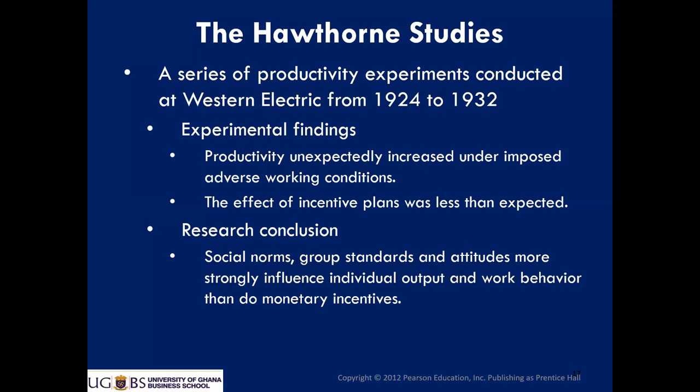Now, the effect of incentive plans was less than expected. So we normally expect that when people are getting some good incentives, some good packages and all that, it will really make them give more. But in this experiment, it was discovered that the effect was less than expected, meaning that it didn't contribute as much as was expected. Now, the conclusion from this experiment, called the Hawthorne study, was that social norms, group standards, and attitudes more strongly influence individual output and work behavior than do monetary incentives.